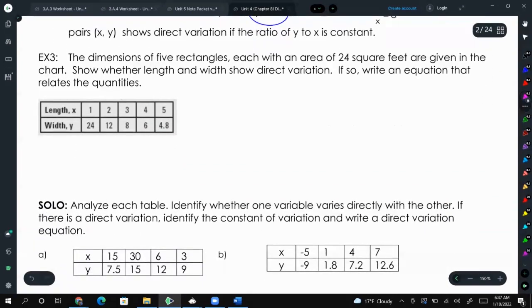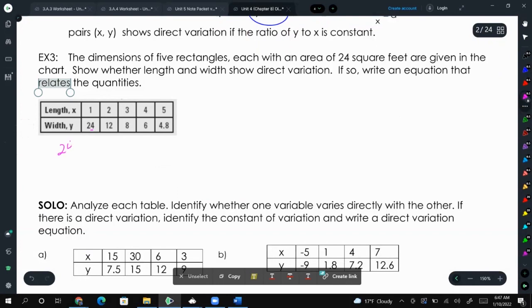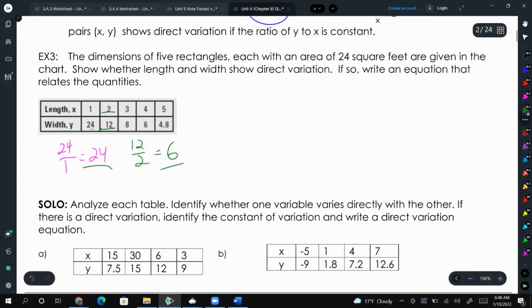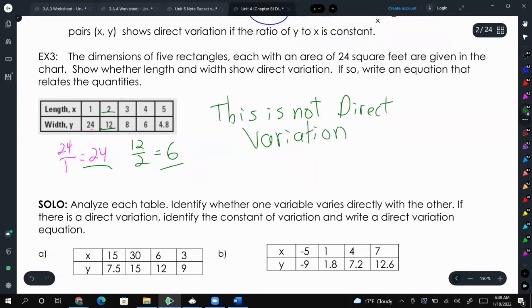So if we look here, we should be able to do 24 divided by 1 equals 24. And then we should be able to do 12 divided by 2. That gets us 6. These two numbers are not the same. So this is not direct variation. It would have to be the same for each one of them. So let's say that I did these first two here and I got the same number. I would have to keep checking to see if it's the same value all the way across.